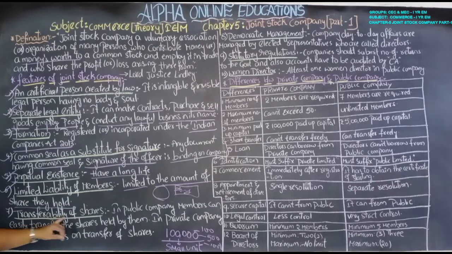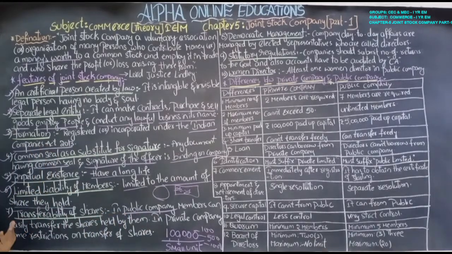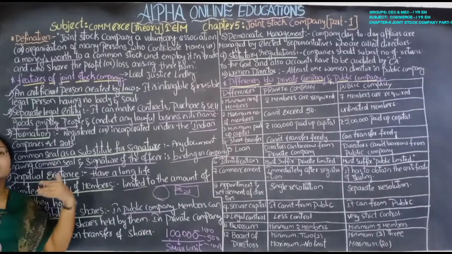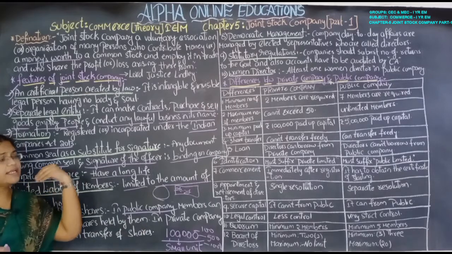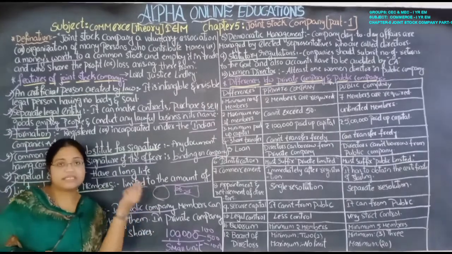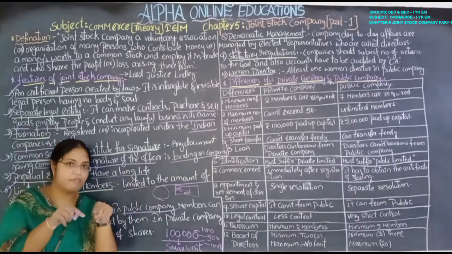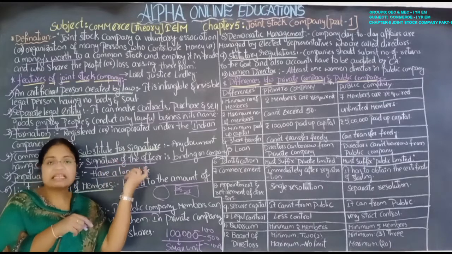Next, transferability of shares. So in case of public company, the shares can be easily transferred from one person to another person, or can easily sell the shares. Shares means small units.